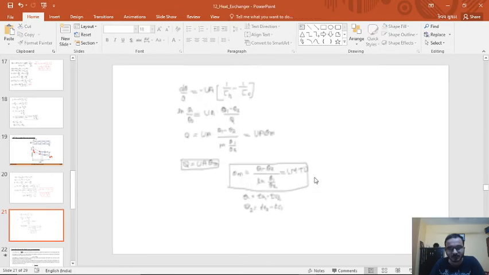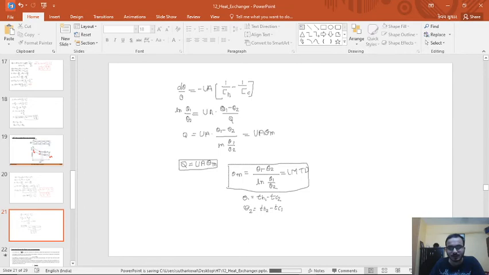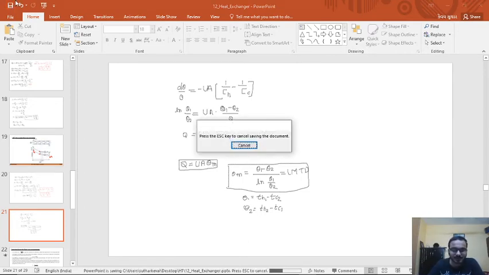So we are now done with the derivation of LMTD for parallel flow and counter flow heat exchanger.